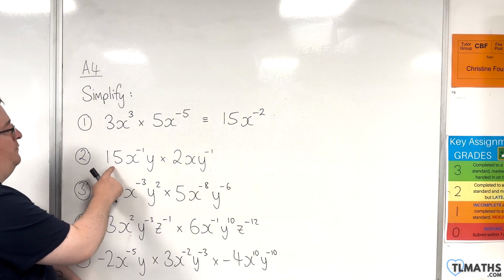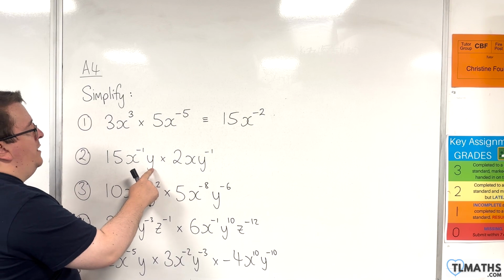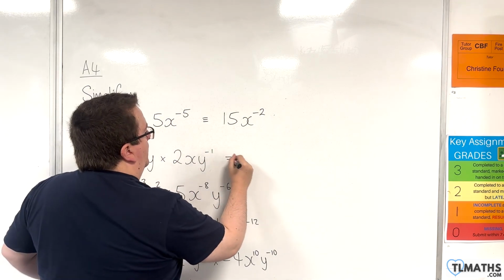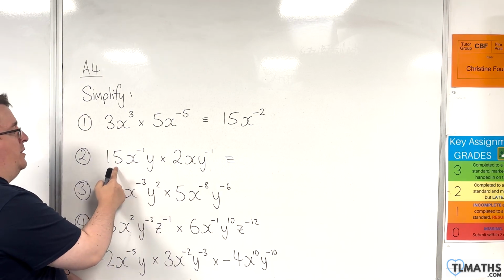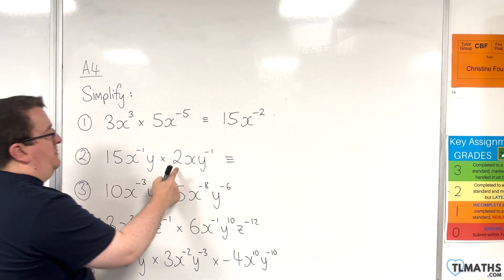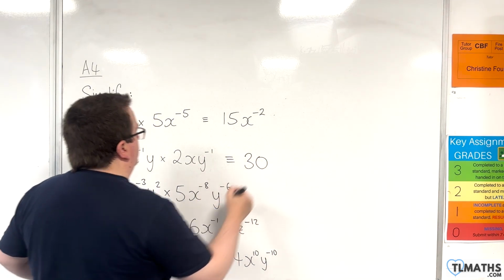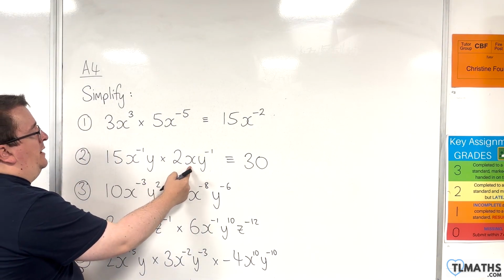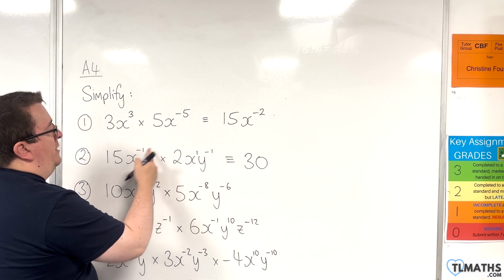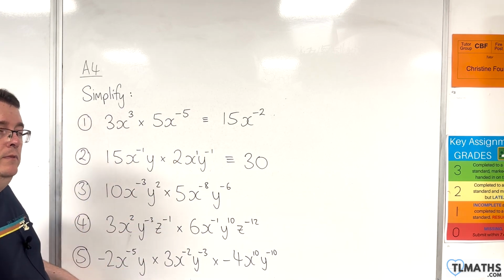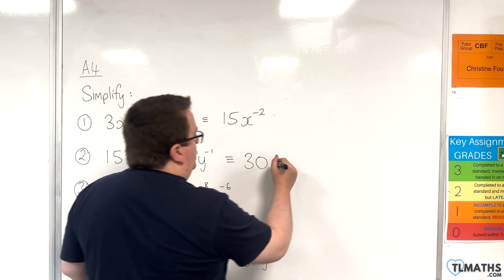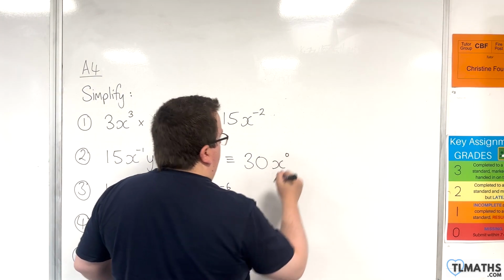Number 2, we have 15 x to the minus 1 y times by 2 x y to the minus 1. So multiply your coefficients together first. 15 times 2 is 30. Then we have x to the minus 1 times x. Now remember, that's x to the 1, so minus 1 plus 1 is 0. X to the 0 is just 1. So just for the moment, I'm going to write x to the 0.